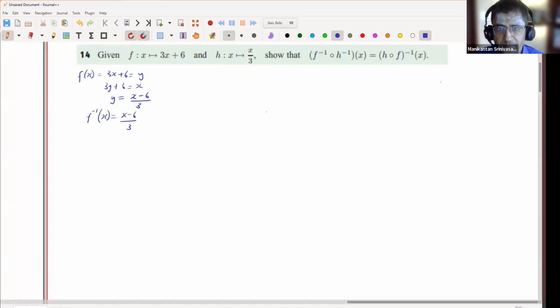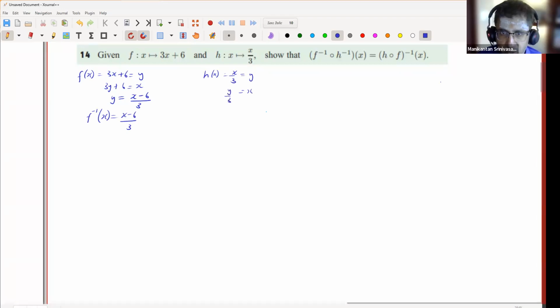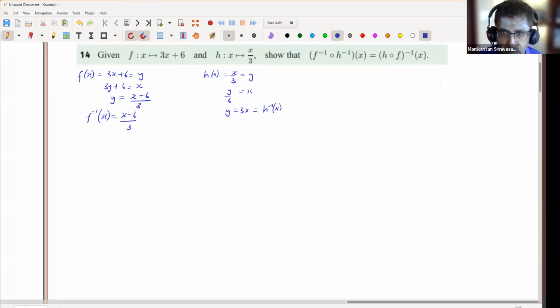Agreed so far? Avya? Yes, sir. You're with me, right? Okay. Now same thing, I'm swapping x and y here, so y equal to 3x. This is my h inverse of x. So we have f inverse of x, and we have h inverse of x.